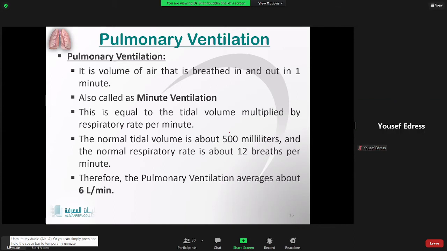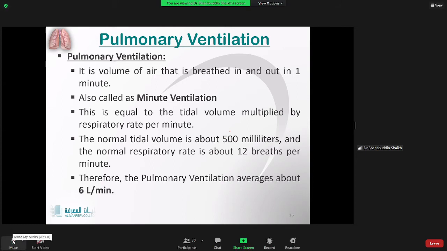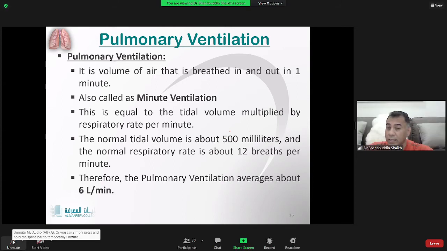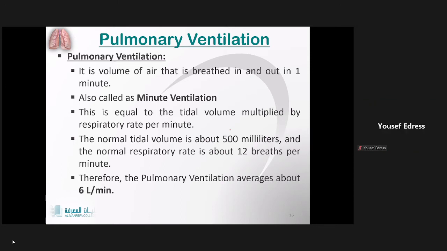Yes, all of you. In all the exams, this question was asked in a different way. Pulmonary ventilation, alveolar ventilation, it will be asked again. So remember what is alveolar ventilation and how it is calculated.